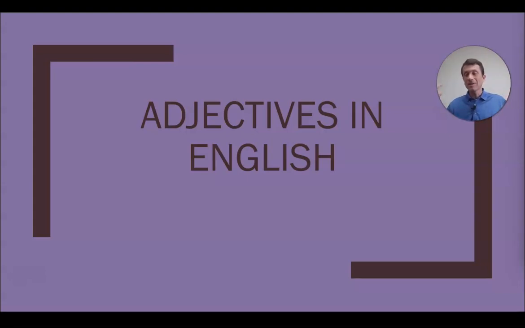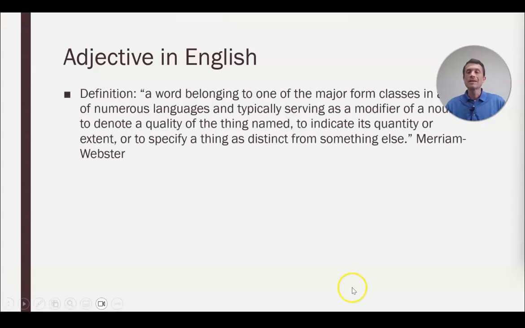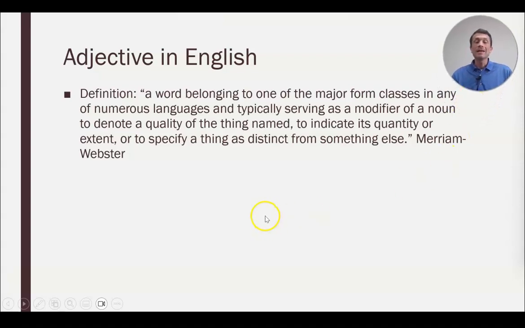If you need a little bit of a brush up on your English grammar, let's talk for a minute about how adjectives work in English. So what is an adjective? Well, this is a definition from Merriam-Webster. An adjective is a word belonging to one of the major form classes in any of numerous languages and typically serving as a modifier of a noun to denote a quality of a thing named, to indicate its quantity or extent, or to specify a thing as distinct from something else.